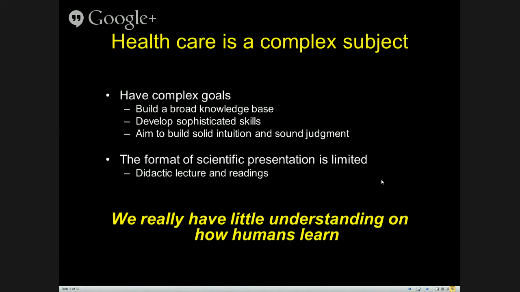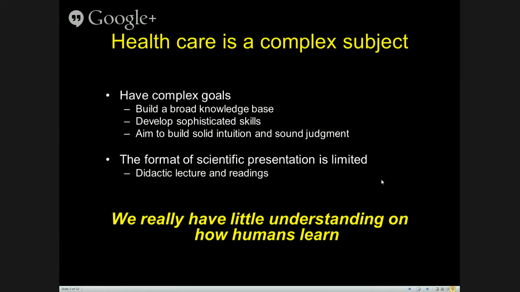So healthcare is a complex subject. We all know that, but sometimes we fail to realize how complicated it is to integrate a new piece of knowledge into the way we run our lives and how to transform one's attitudes, behaviors, and skills for application further down the road. We need to realize that our audience has a raw knowledge base and already has sophisticated skills. So we need to figure out a way to get people interested in this new information that you're presenting, integrate that information into the way we work, and build a solid intuition and sound judgment on its use.